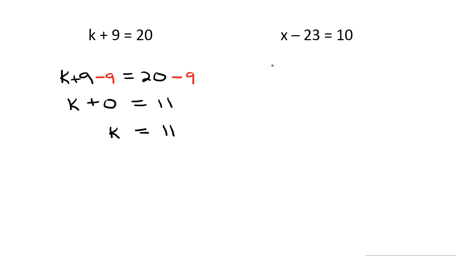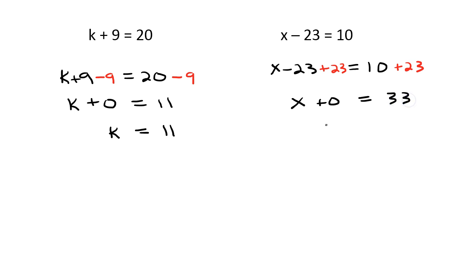Now over on this one, I would write it down, x minus 23, and I'm thinking ahead, and I know I'm going to be adding 23 to both sides, so I'm just going to leave some room. To undo minus 23, I'm going to need to add 23, and if I do it to the left, I have to do it to the right as well. So then what I end up with is x and then plus 0 equals 33. So my final answer is x equals 33.